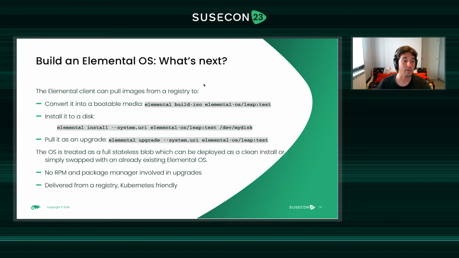Finally, we can also use the image we just pushed to a registry to directly upgrade from an already existing Elemental system. So if we have an Elemental system already running somewhere, we could simply run elemental upgrade and include the URI of the just created image, and this is going to upgrade to that.